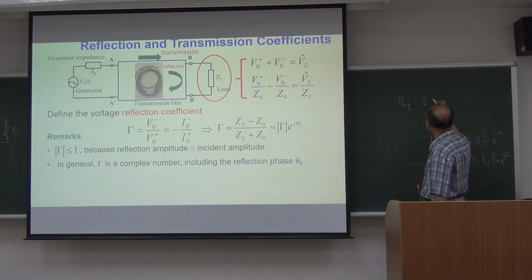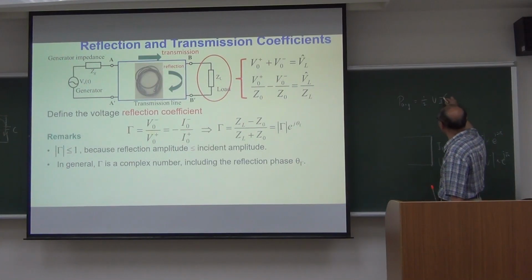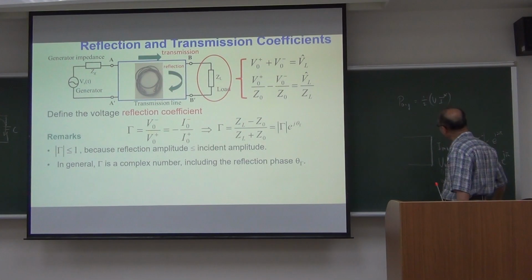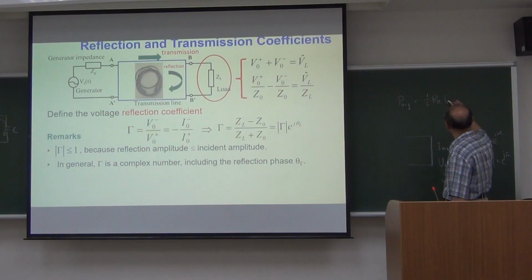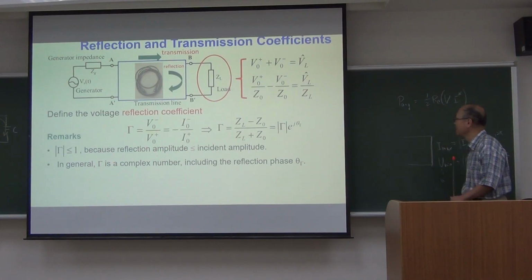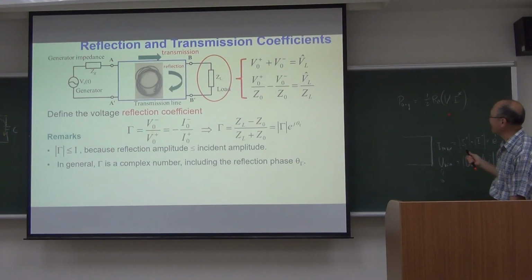The average power is one half the real part of V times I conjugate. This is the average power on the transmission line.